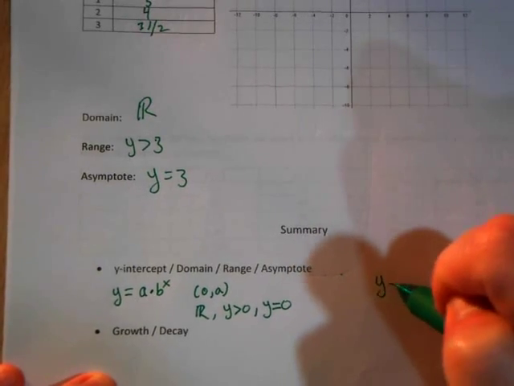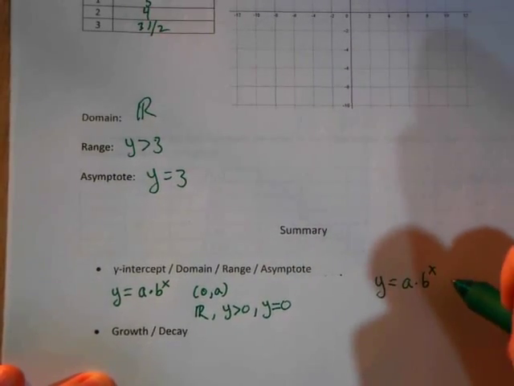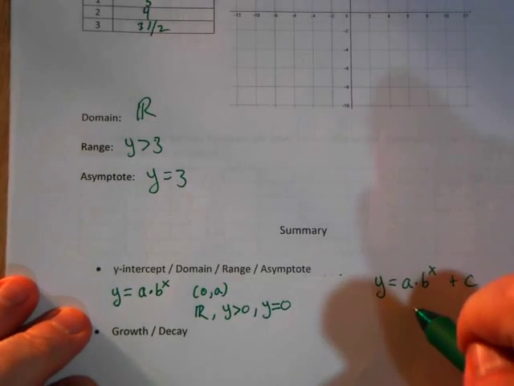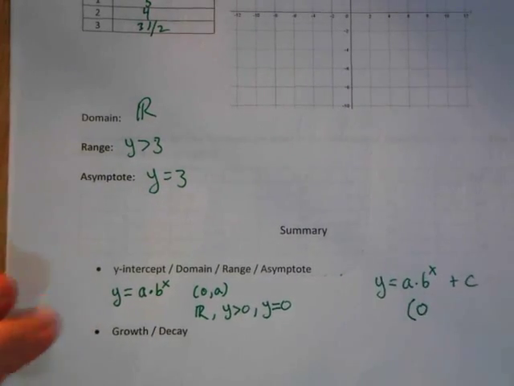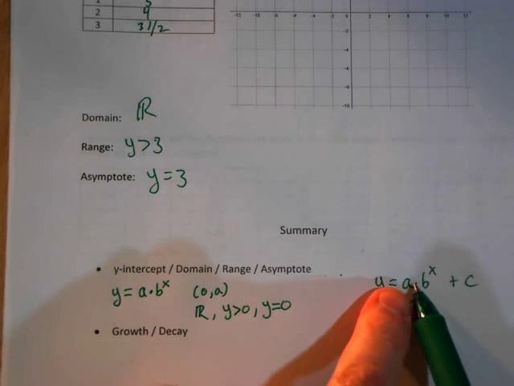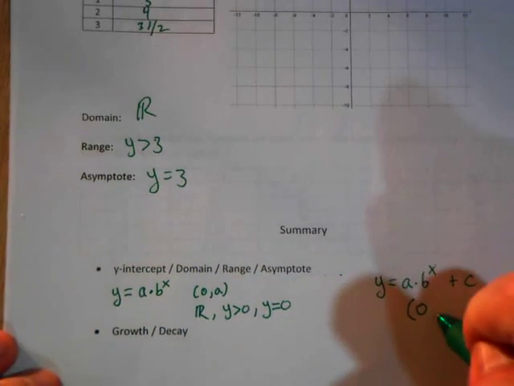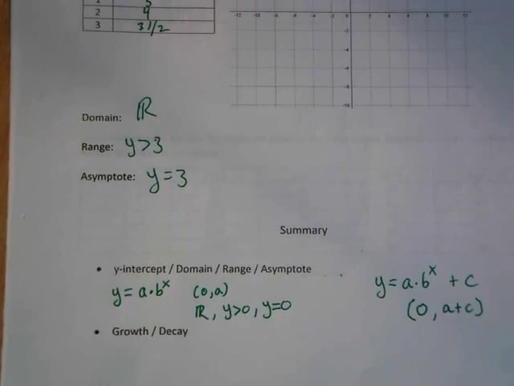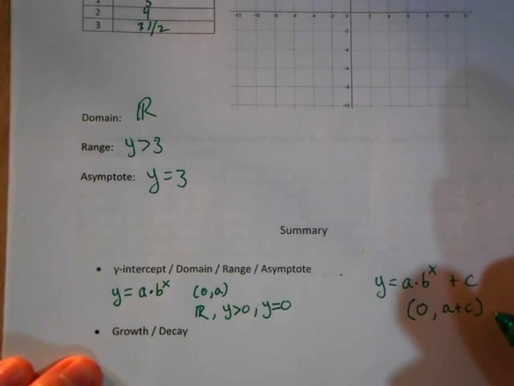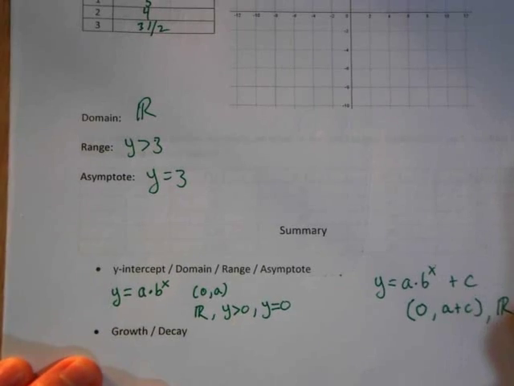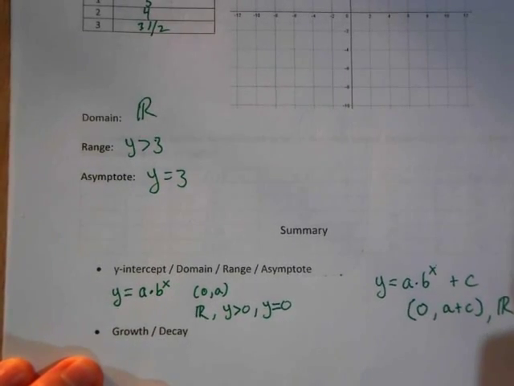If, on the other hand, you have y equals a times b to the x plus c, and I'm going to just put plus c, recognize that c could be a negative number. So this could be minus 3 like we saw a few minutes ago. Then your y-intercept, when you plug 0 in, b to the 0 is going to give you 1. 1 times a is going to be a, and then you'll have a plus c. So your y-intercept will be a plus c. Your domain will be all real numbers. Your range will be y is greater than c, and your asymptote will be y equals c.